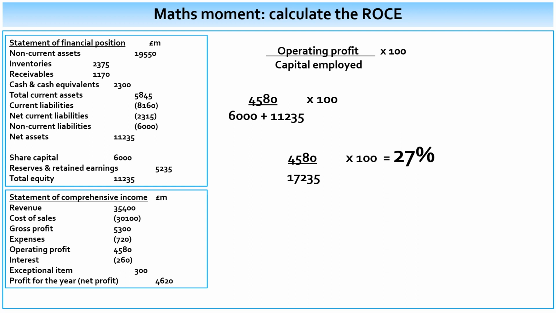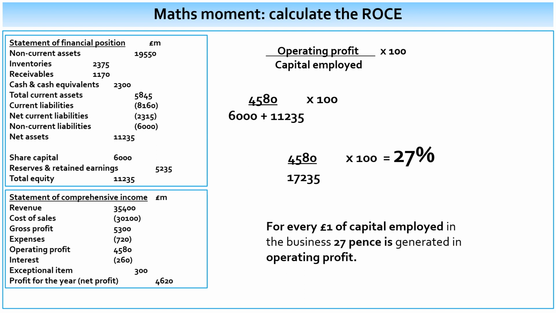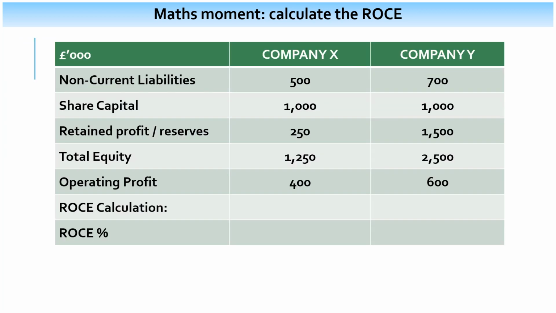Operating profit divided by capital employed times 100. The return on capital employed for this business will be 27%, which is telling us for every £1 of money that's been invested in the business, capital employed, we're generating 27 pence in operating profit. So we can use this to compare how well money is being invested between two businesses. So you might want to pause the video here and have a go at calculating the return on capital for company X and company Y and making a comparison.